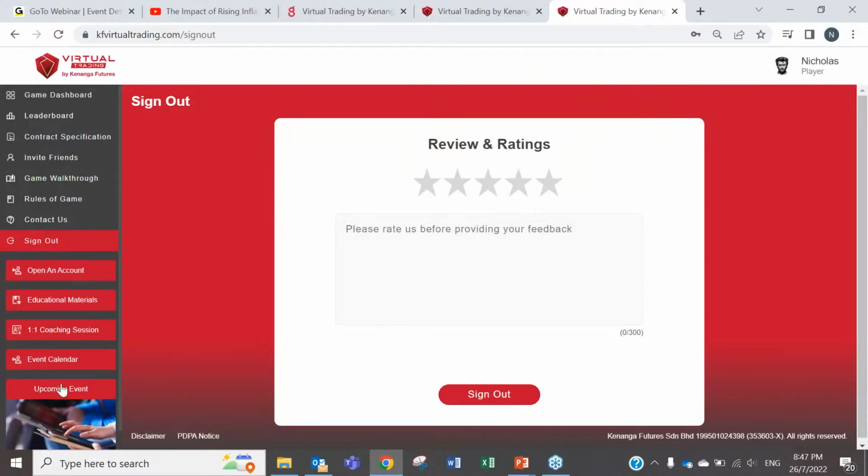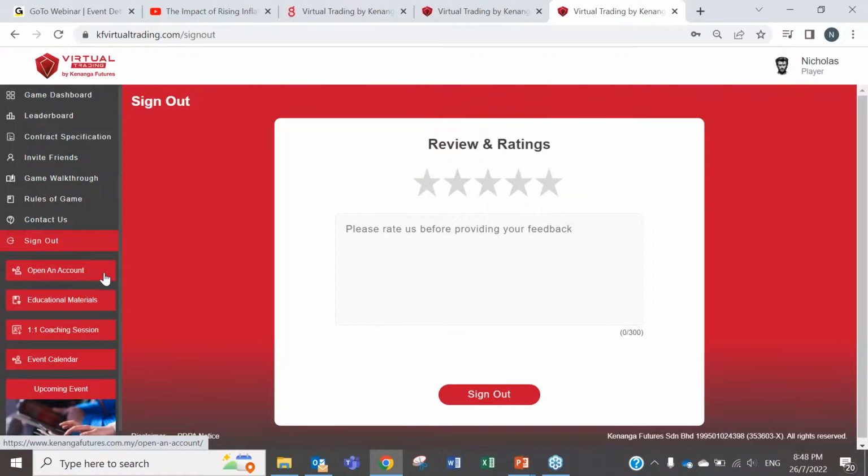And on the left, there are some buttons over here. If you can see, there's an open account button. So opening an account with Kenanga Futures is totally free. So you do not have to pay anything, and the account opening process is 100% online. There is no signature or printing out of documents required. Everything is online, and it can be done within minutes, right?